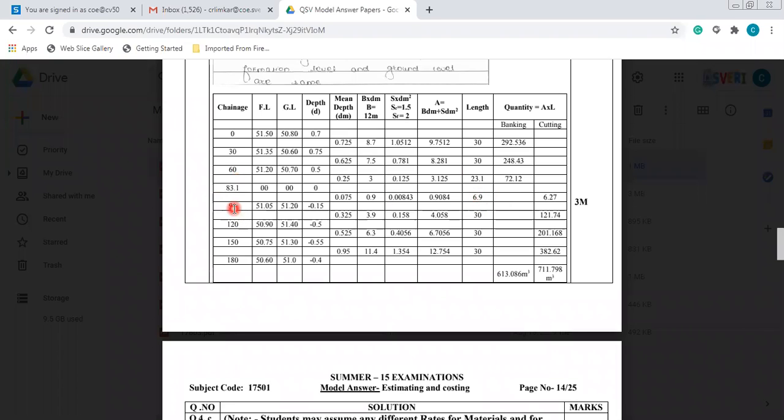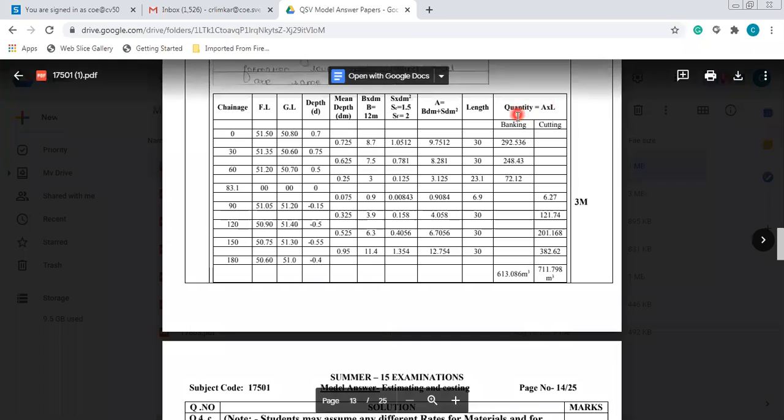Now again from 90 to 120 is 30, 120 to 150 is 30, and 150 to 180 is again 30. So how are we going to calculate the total quantity of earthwork required? The quantity of earthwork is nothing but area into length, that is, the volume we are going to determine for the earthwork, in the banking section as well as in the cutting section. In that way you have to finish this problem.